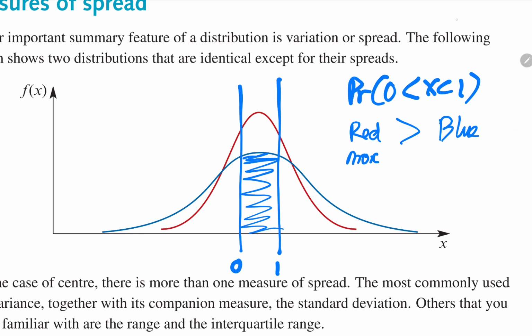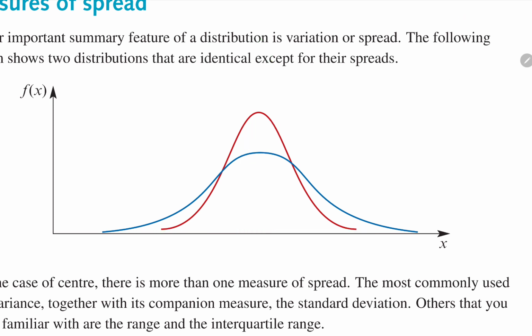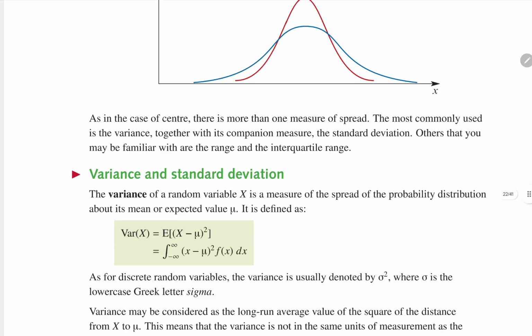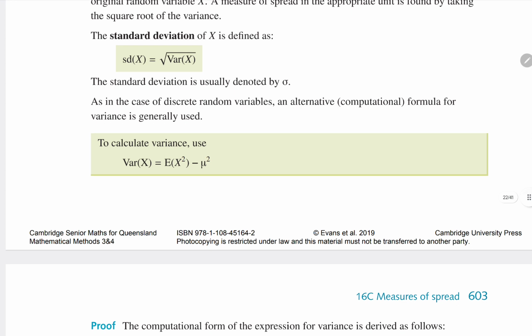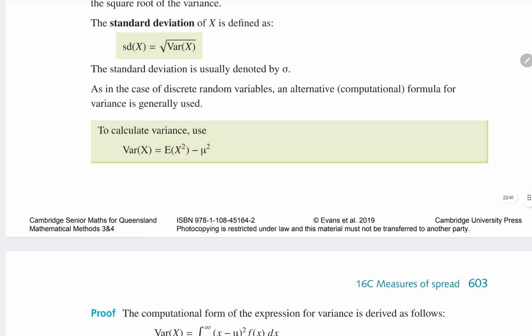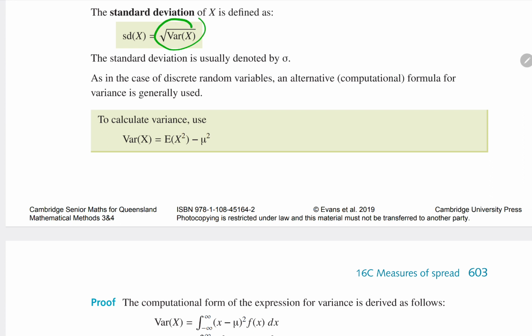A really low spread could look something like this. That one, the green one, has extremely low variance compared to the blue and the red ones. So that's just the definition of variance. Now, how do you actually calculate variance? You just have to memorize the formula. Variance is E of x squared minus mean squared. I'll explain that later. And the standard deviation is the square root of variance.